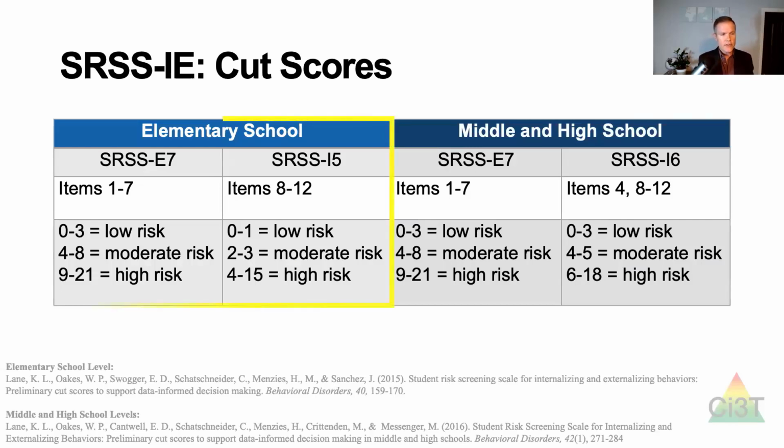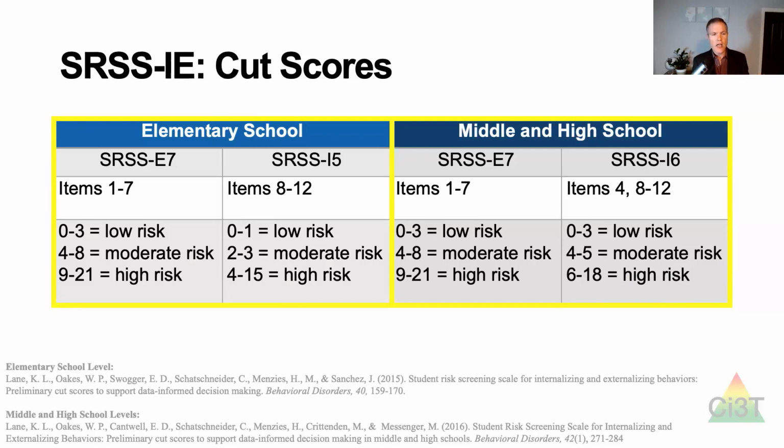So at the elementary level, you can see the cut scores here. We rate students on those items, either 0 if it's not present, a 1, 2, or 3. And by the total for the externalizing subscale, we can see if they're at low risk for future behavior concerns, at moderate risk, or high risk. And at the middle school, high school, just slightly different cut scores there. We can see that it takes a little bit more risk on the internalizing scale for it to be predictive of future concerns.